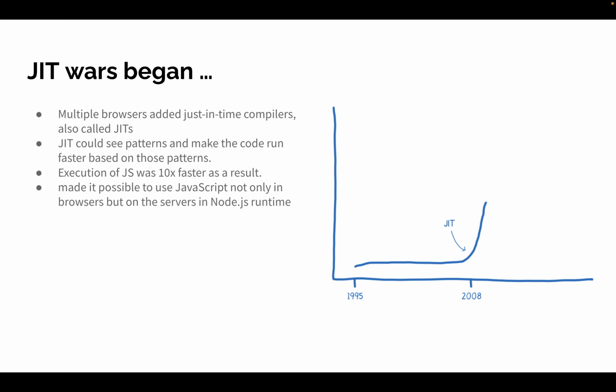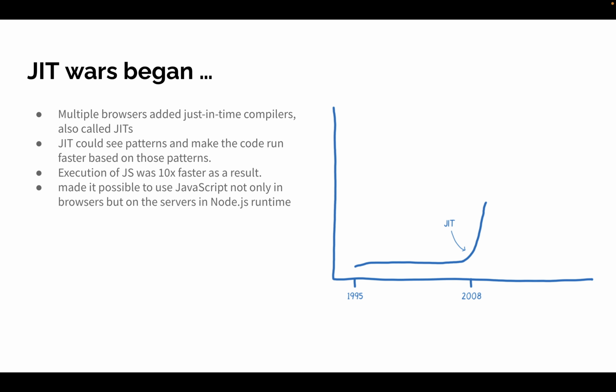So after a while, where developers and people were using JavaScript in their browsers, the JIT war begins. JIT stands for just-in-time compilers. Multiple browsers added just-in-time compilers, and JIT could see patterns in the code people wrote. Based on those patterns, it could make some assumptions and run the code faster. As a result, the execution of JavaScript was 10 times faster after the introduction of JITs into the ecosystem.